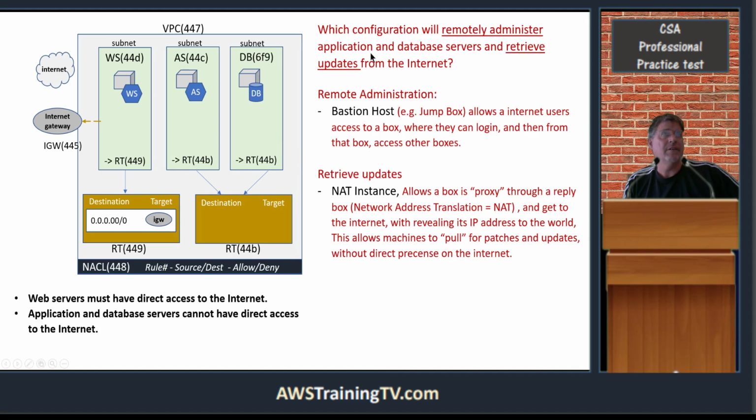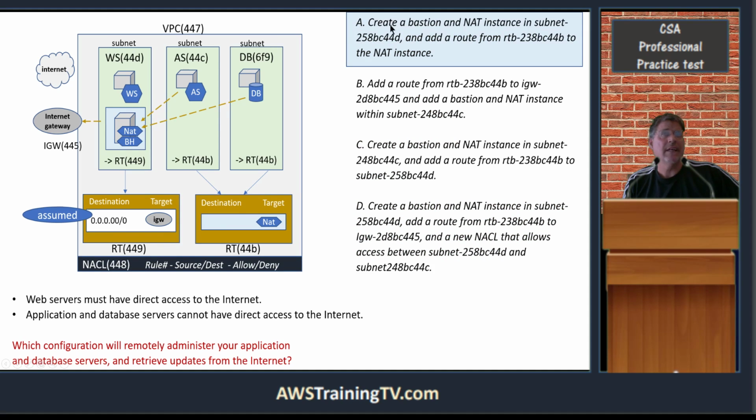And what do we have here? Now we have the Bastion host, as we mentioned before. Bastion host is going to allow Internet users to access the box. So let's take a look at that. So case number one, create a Bastion host and a NAT instance in subnet 44D. Okay, so 44D, we create a Bastion host and a NAT instance.